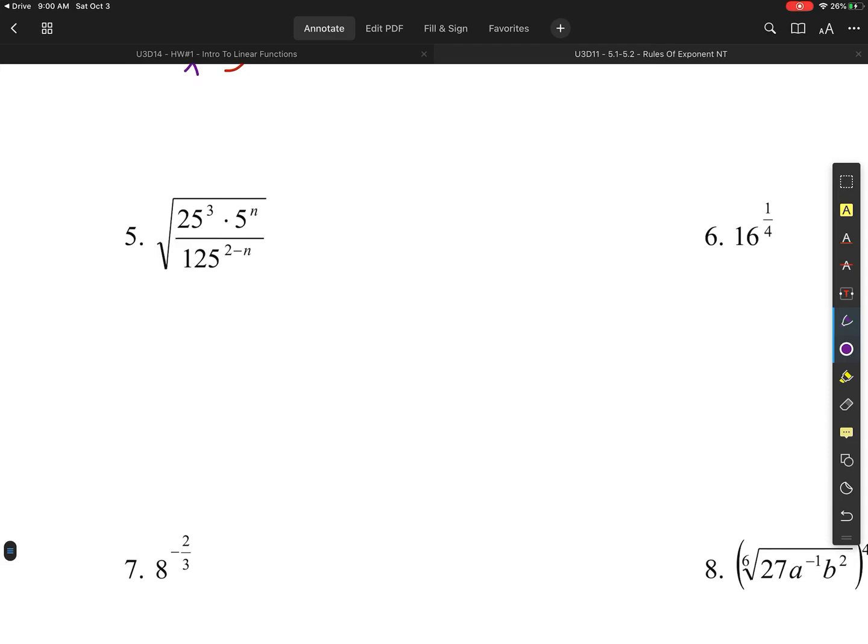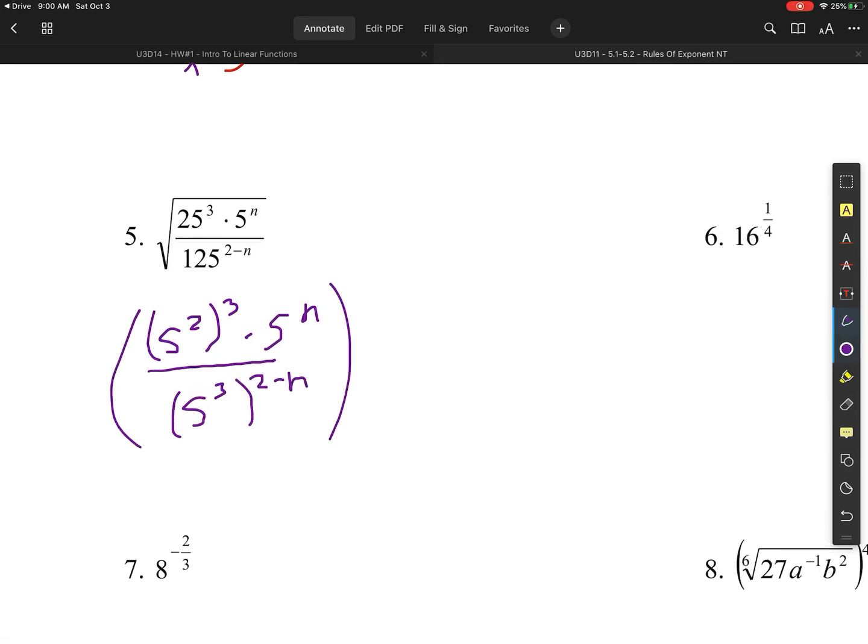All right, now we got rads. So one thing I know right away in this problem is that the only way to make this work is to have the exact same bases. So I see 5, 25, 125. I know they all come from a base of 5. I also know that the big rad is the exact same thing as a half exponent. So if I do a little changing here, I'm going to have 5 squared to the 3rd times 5 to the n all over 5 to the 3rd raised to 2 minus n, all raised to the 1/2 power.